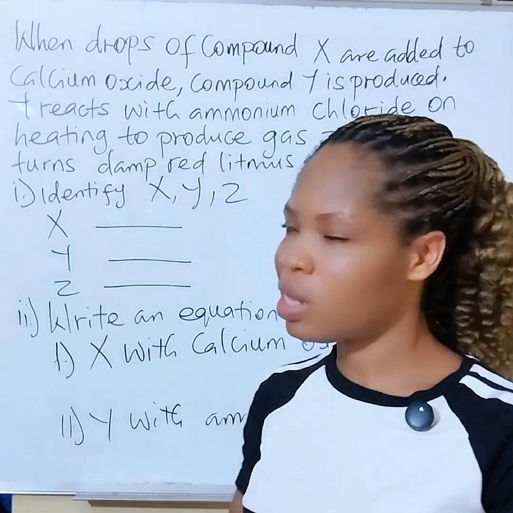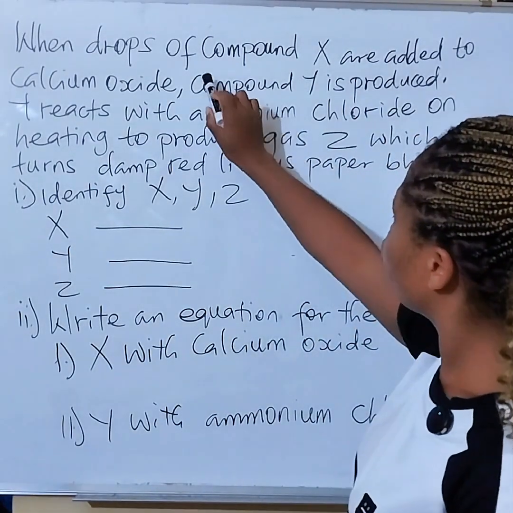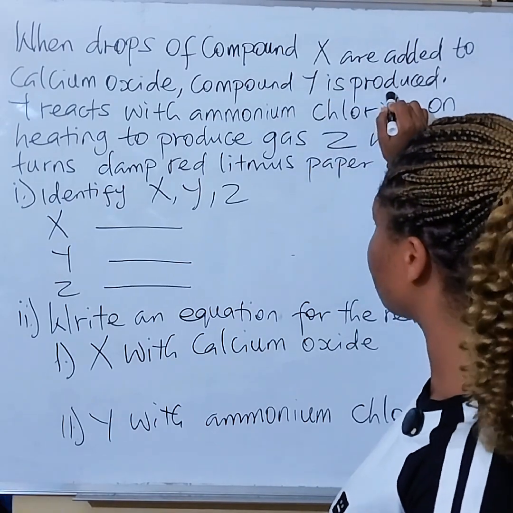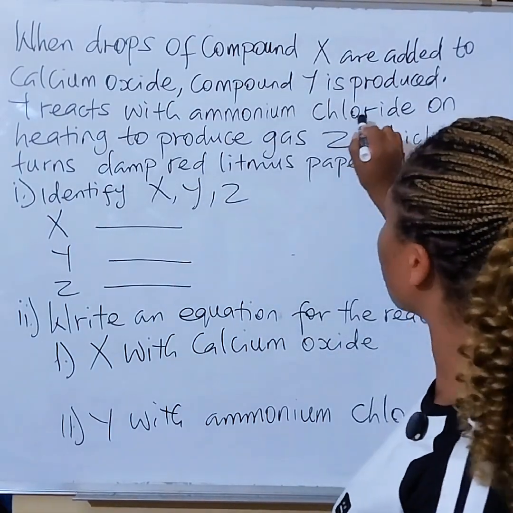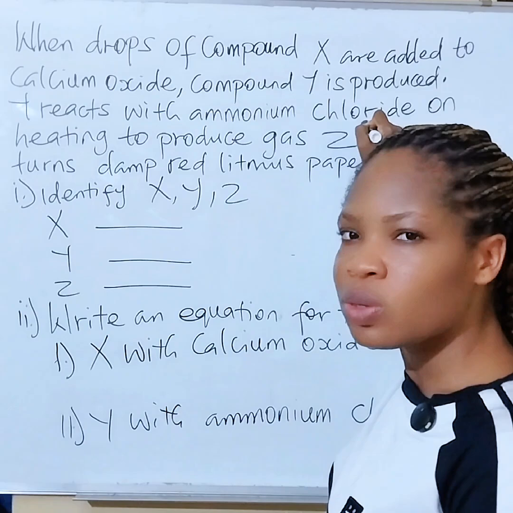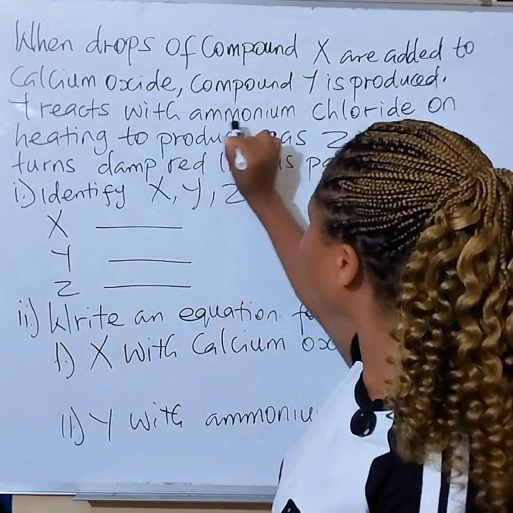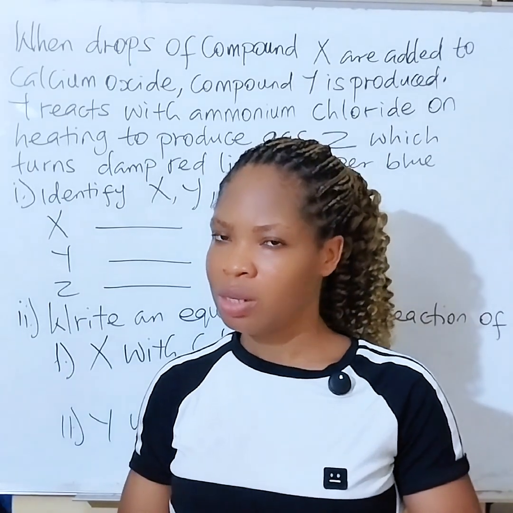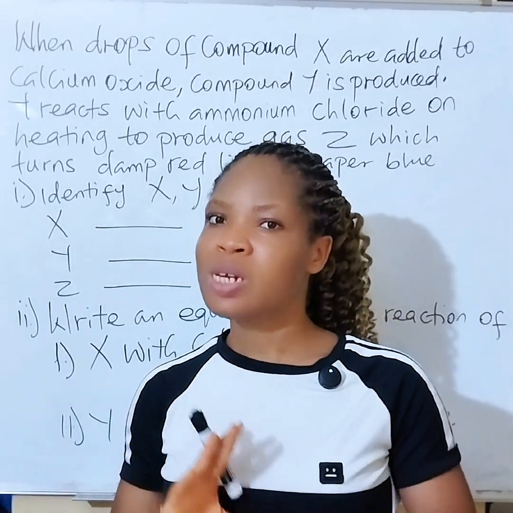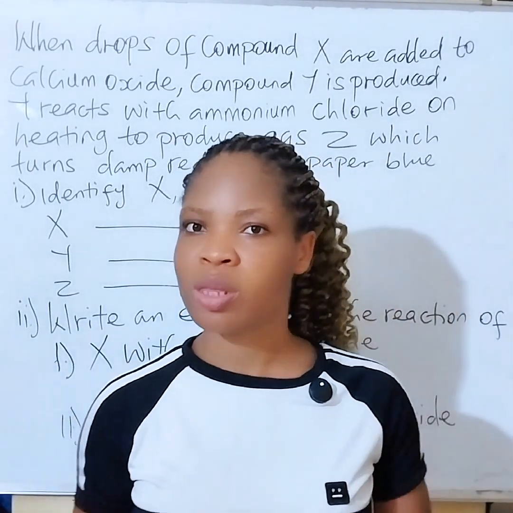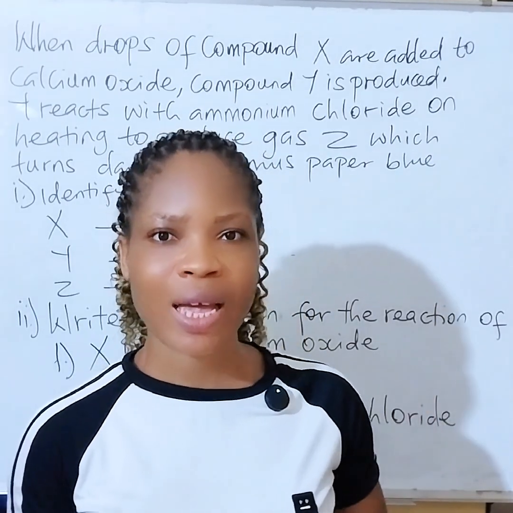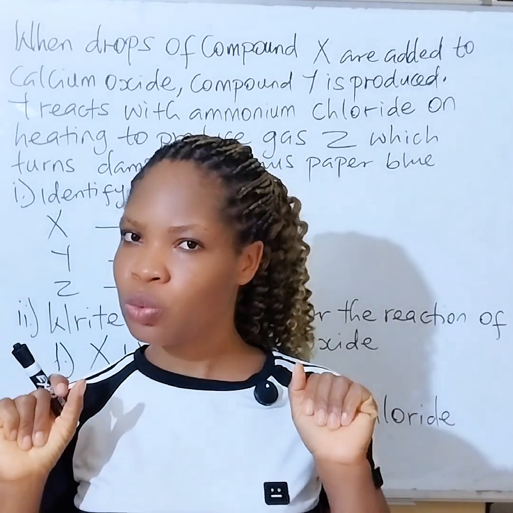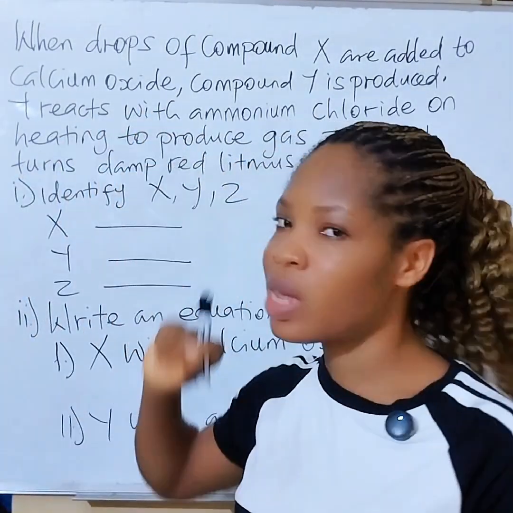Let's look out for another hint. Drops of compound X are added to calcium oxide, compound Y is produced. Then Y reacts with ammonium chloride. Then you ask yourself another question: what will react with ammonium chloride to produce a gas which is basic in nature? In chemistry, we know that when basic solutions react with ammonium salts, ammonia gas is produced in the process. Another hint gotten. Then with these two hints you already have, you are good to answer the question.